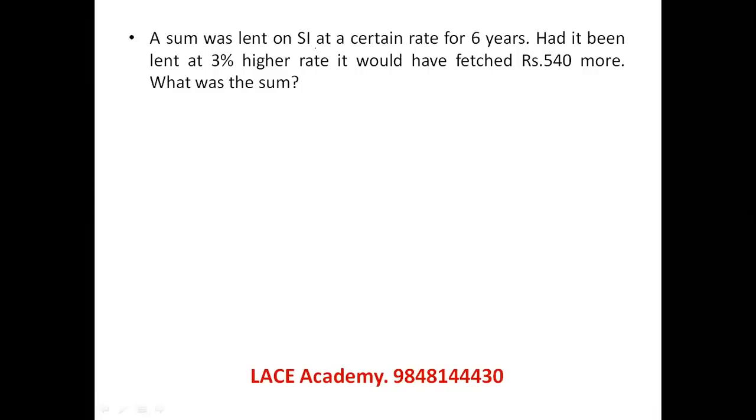A sum is lent at a rate of simple interest for 6 years. Had it been 3% higher, it would have got 540 more. What is the sum? See, 6 years, 3% extra means you will be getting 18% extra. That 18% extra is 540. What is the original sum of 100%? 18 times 3 is 54. So straightforward question. Next one.